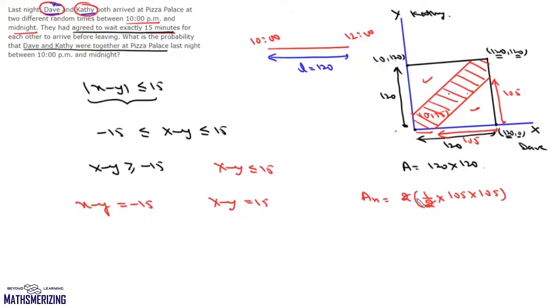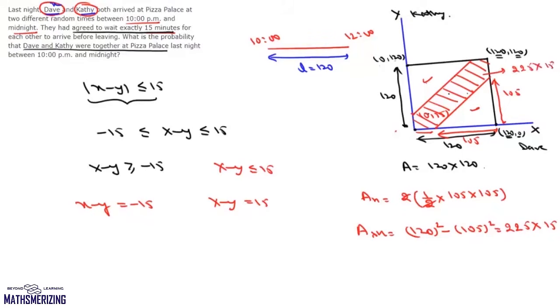Now this 2 and 2 will cancel. So the area of this shaded region will be simply the area of this square, which is 120 square, minus the area of this non-shaded region, which is 105 square. And this is a plus b into a minus b. Now a plus b will be 225 and a minus b will be simply 15.